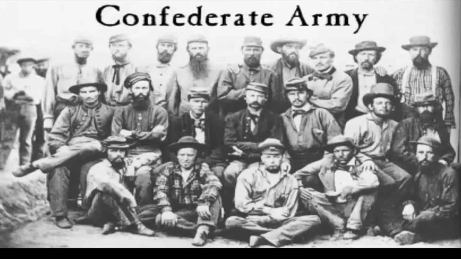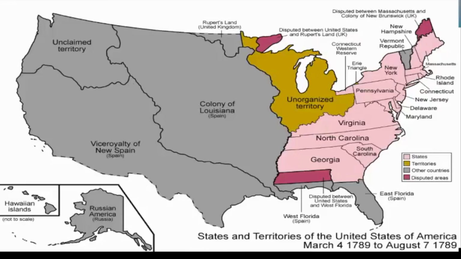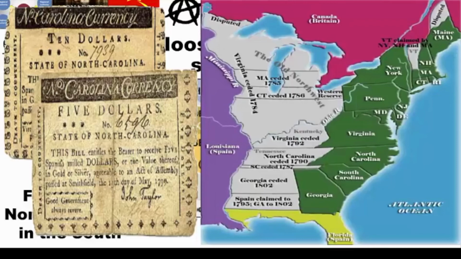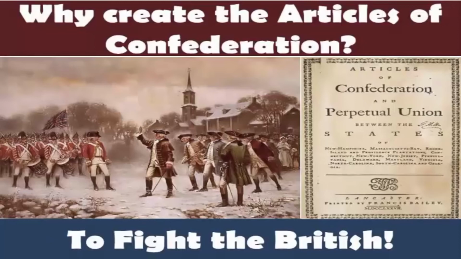The South during the Civil War also had a confederation. In fact, soldiers who fought for the South were called the Confederates. Remember, the reason that the original 13 colonies created a confederation under the Articles of Confederation was to fight the British. They didn't want to give up power to a national government. They just wanted to function as 13 independent states.